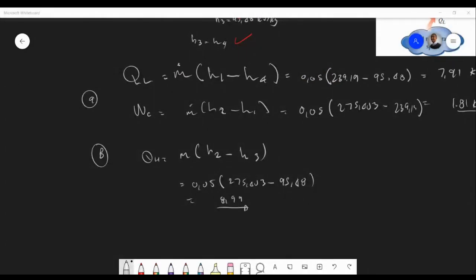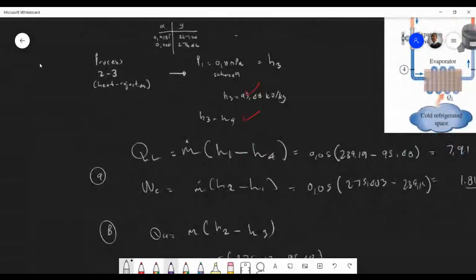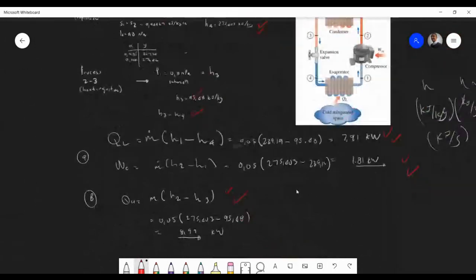I don't have the book in front of me. Yeah, I'll believe you there. So that's your heat rejected, right? This is heat rejected to the environment. That's 2 marks there. And then one of the main things is the COP of the refrigerator.